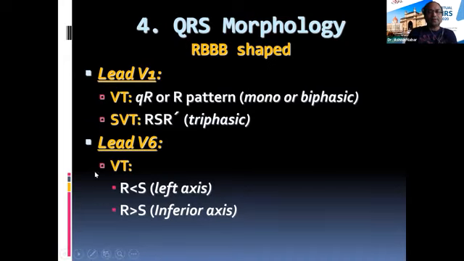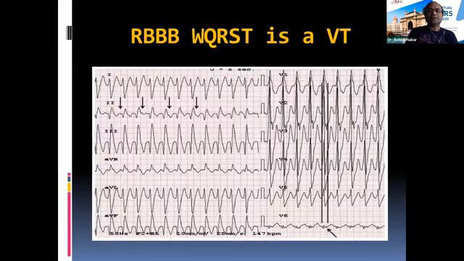Again, this is a very important sign. If your S is deeper than the R in V5, V6, you do not have all the forces moving away from the apex, ever, in a supraventricular rhythm. So if you have an S which is deeper than the R, then it is very likely that you are dealing with a VT. So these are quite nice and quite specific signs that if you see them, you can consider that you are dealing with a VT.